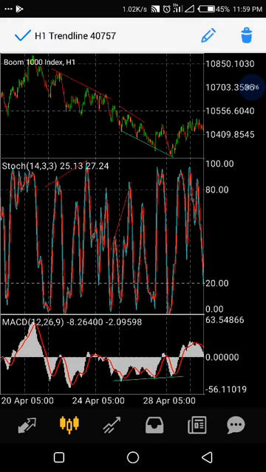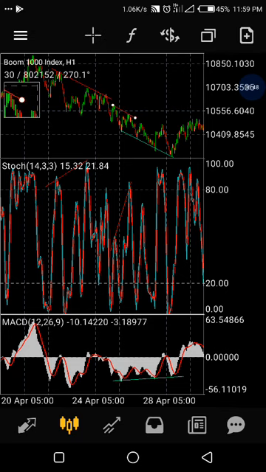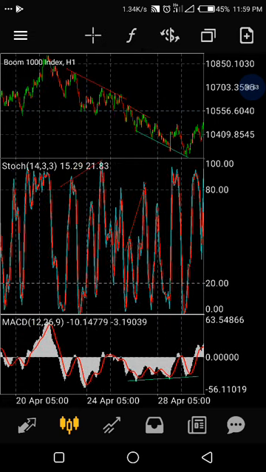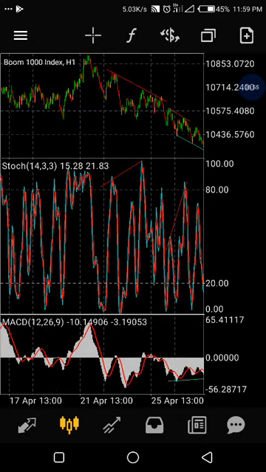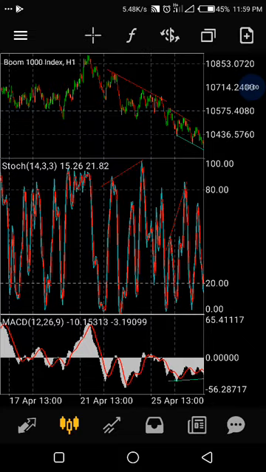That is a negative divergence. You can actually easily spot it right there. This is a negative divergence. It shows the continuation of the trend. Same thing here, it shows the continuation of the trend, a negative divergence.